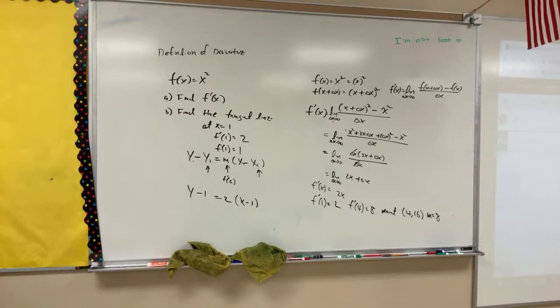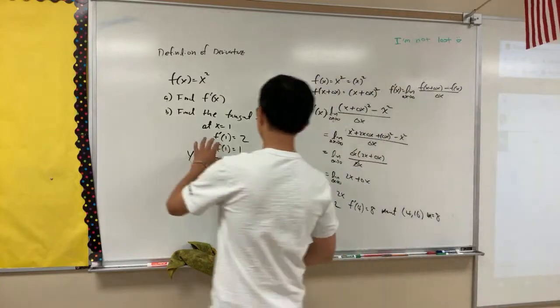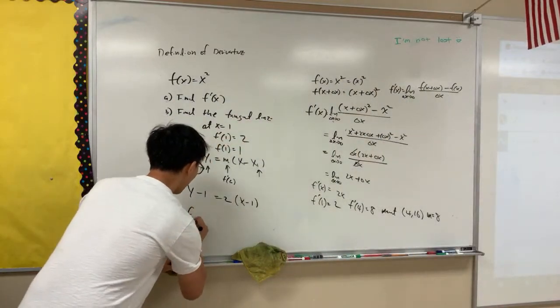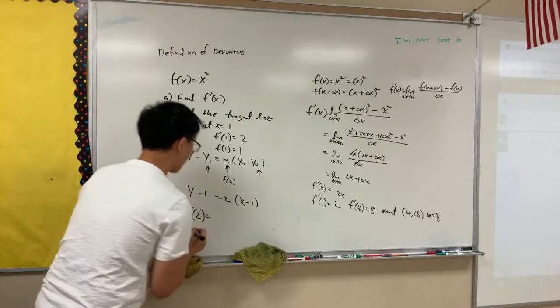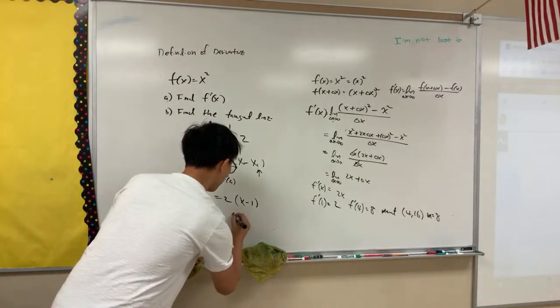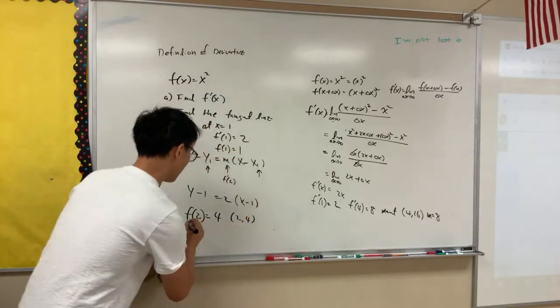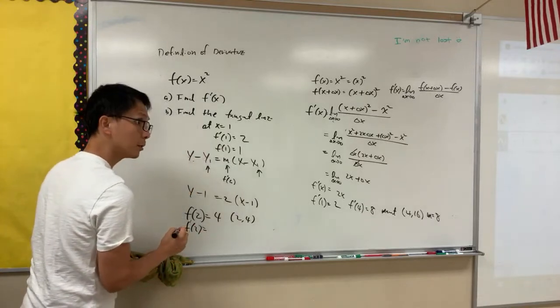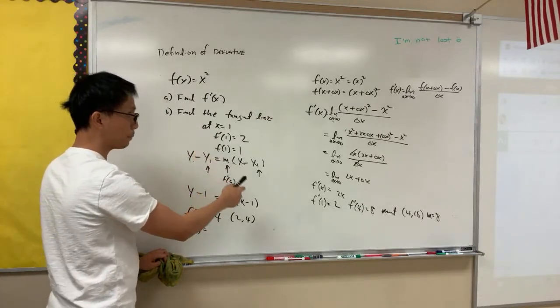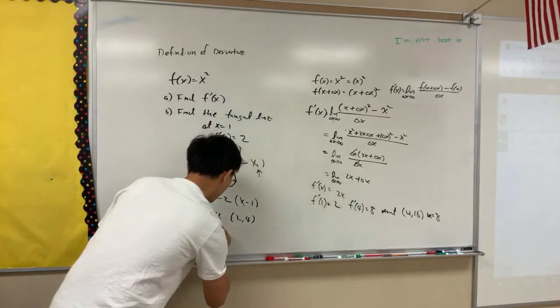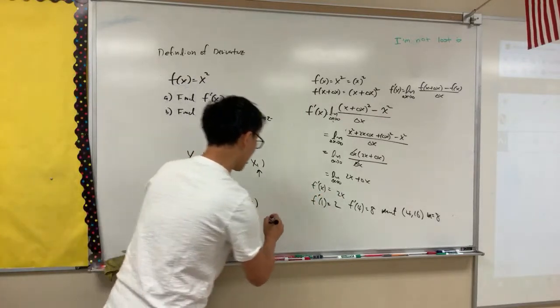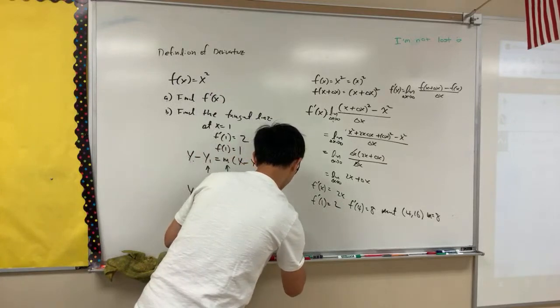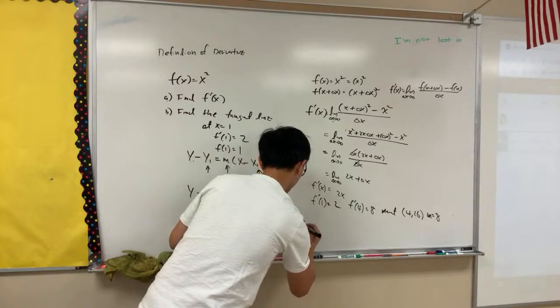What happens if it's at 2? What if the tangent line is at 2? Let's check out 2. I'm going to work it out for 2. So I need to find out what the y value is. What's f of 2? 4. f of 2 is 4, right? So it's 2 comma 4. What is my slope? f prime of 2, which is 2 plugged into f prime of x, which is 4. So that means it's going to be y minus 4 equal to 4 times x minus 2.